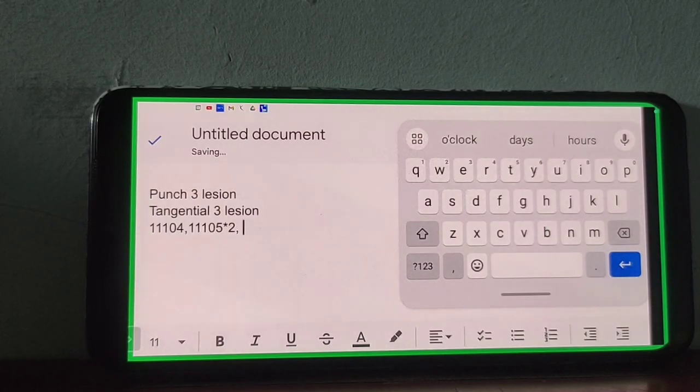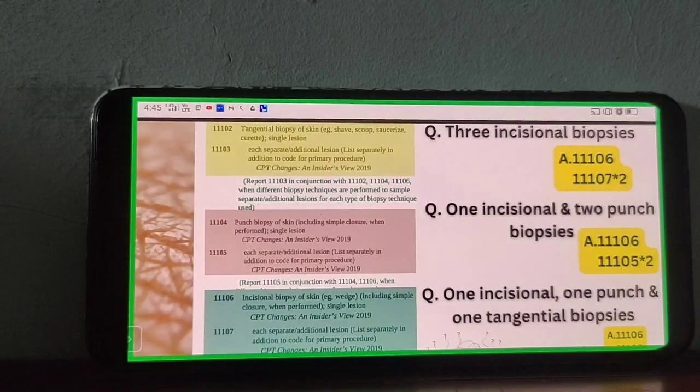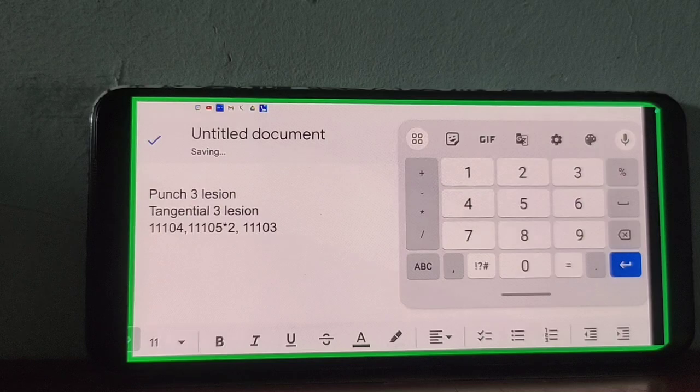Now, tangential is the lowest. Am I right? Tangential is the lowest here. We should not report the primary code. You should not report the primary code. Which one is the add-on code for tangential? 1103. Just write that for the lowest one. 1103 into how many? The number of lesions in tangential is 3. Here, instead of the primary code, we are reporting the add-on code directly.